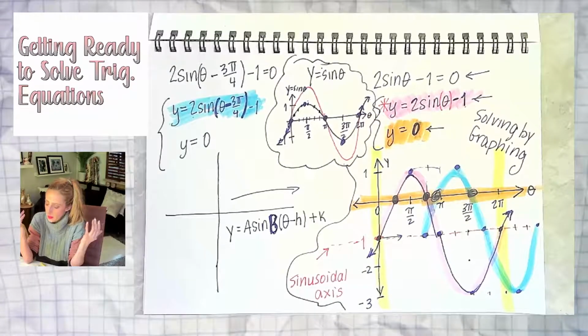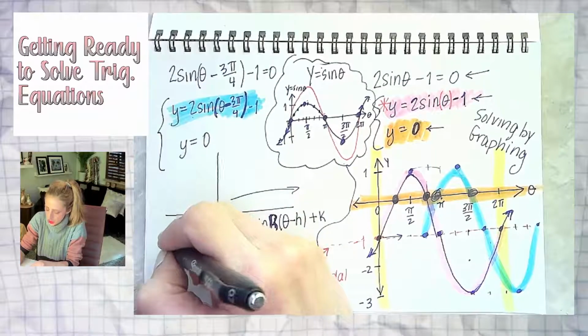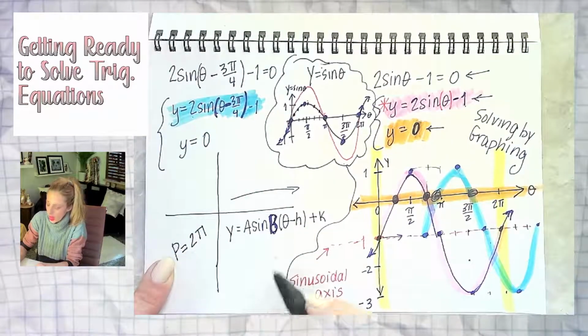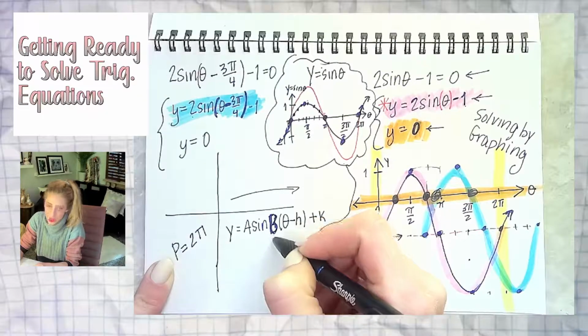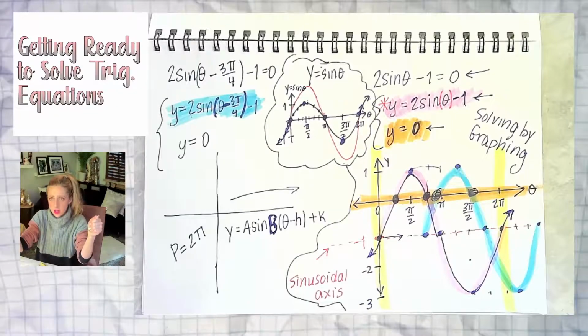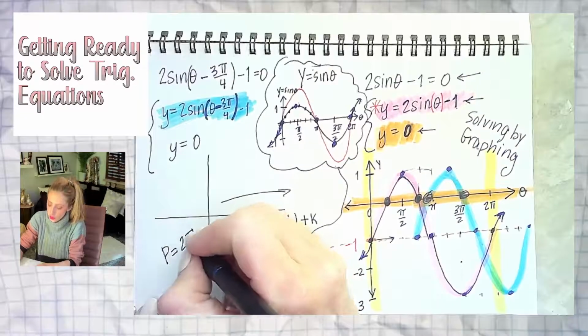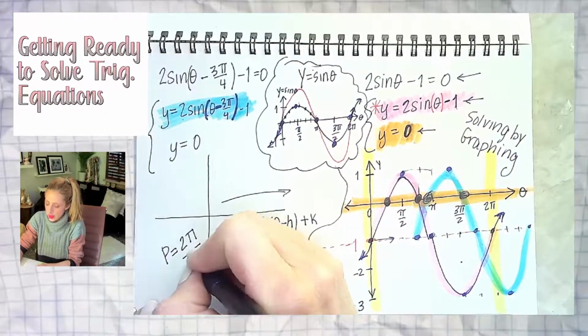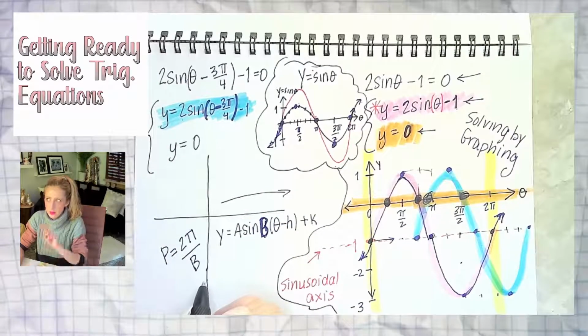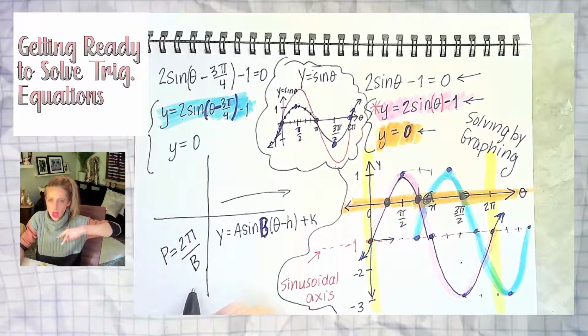2 pi. Now, the period is normally 2 pi, but there's a formula. So P equals 2 pi, normally over a 1. And the period is what's affected by a horizontal stretch or compression. So the formula that we use for a period is 2 pi over B. If you divide by B, it'll flip it and do what you want it to do.